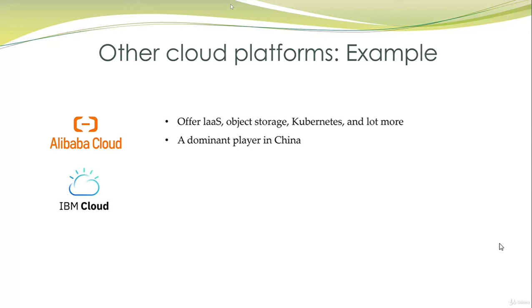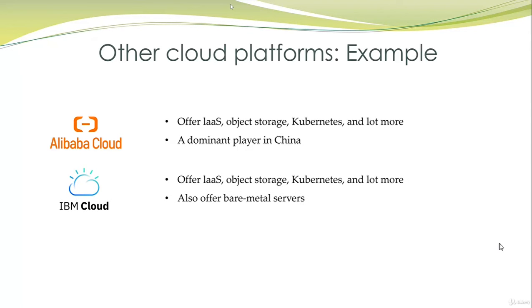IBM Cloud also offers IaaS, object storage, Kubernetes, and a lot of other services. Interestingly, they also offer bare metal servers. You could actually rent just raw hardware from them. And there are a lot more.